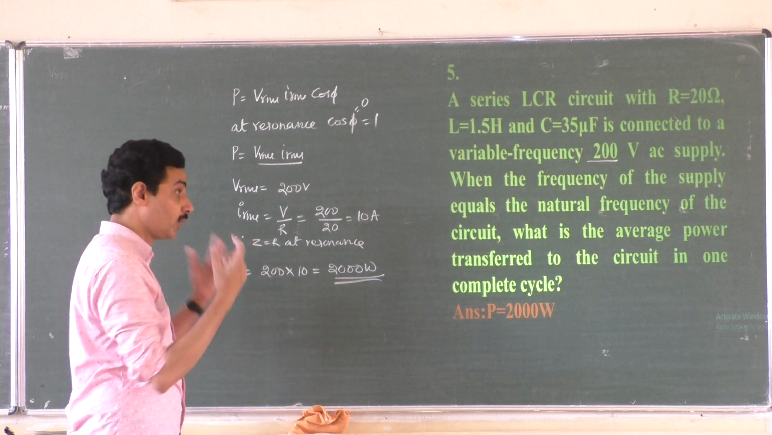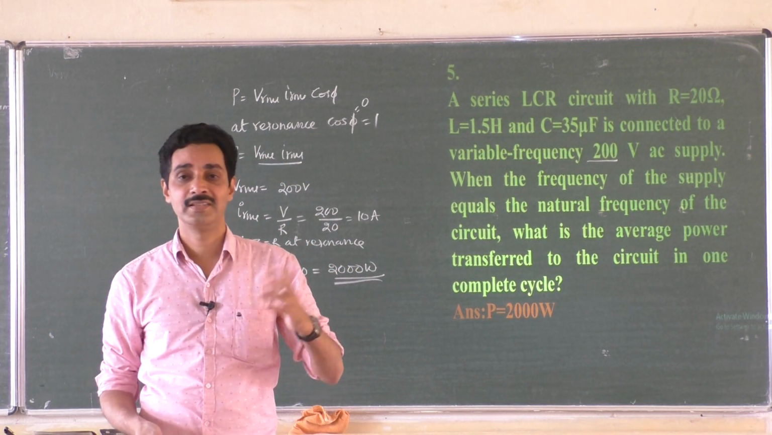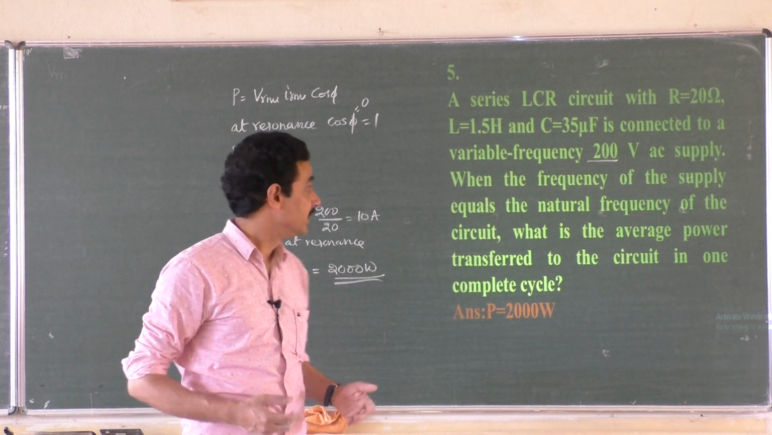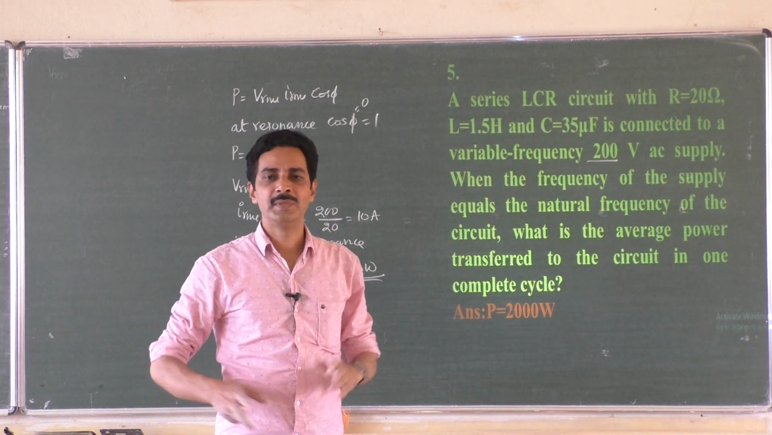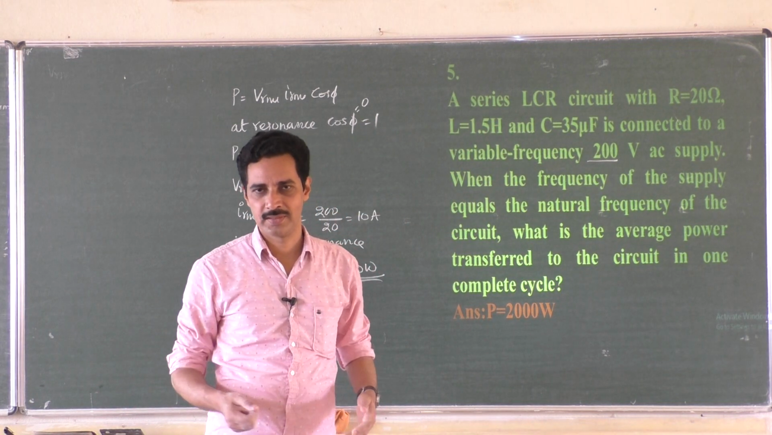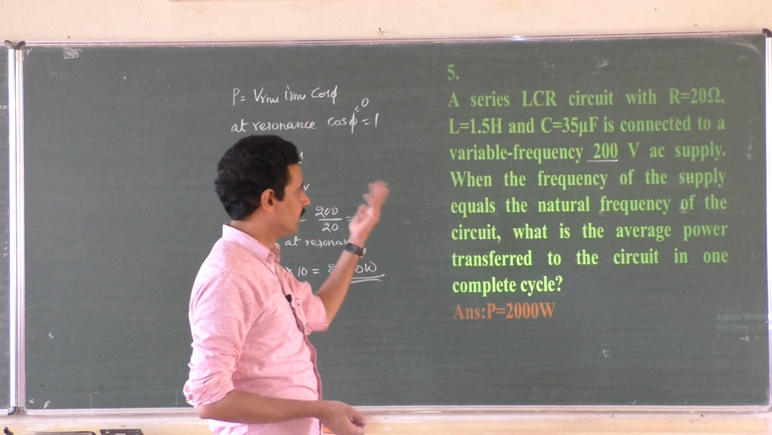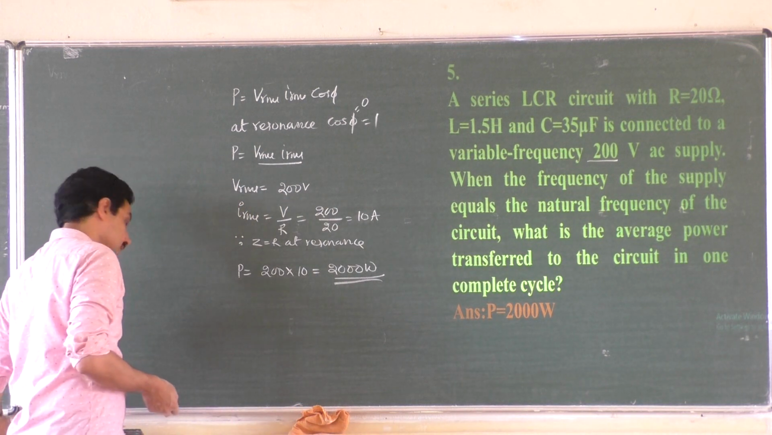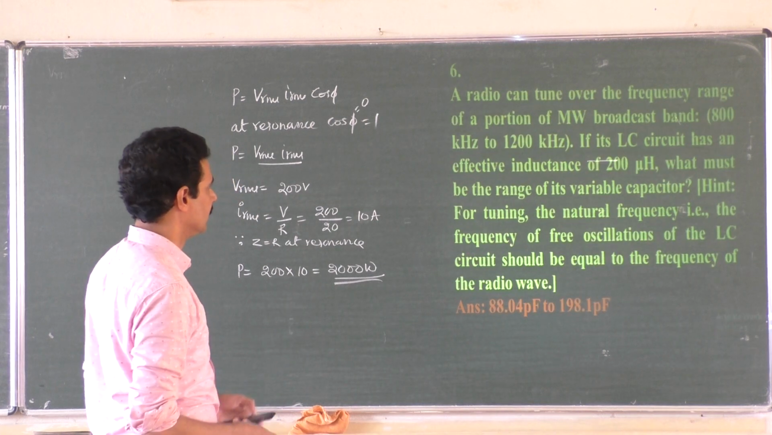Once you know the theory, now you can understand the importance of the theory while solving the problem. If you don't know the theory, it is impossible. You must know all these things. Simply the values of inductance, capacitance, etc. are given, and you have not been asked even to find out the resonant frequency. It is not needed for finding out the power factor or power. So unnecessary values are here, so it may confuse you if you don't know the theory. So 2000 watt. Next one, sixth.